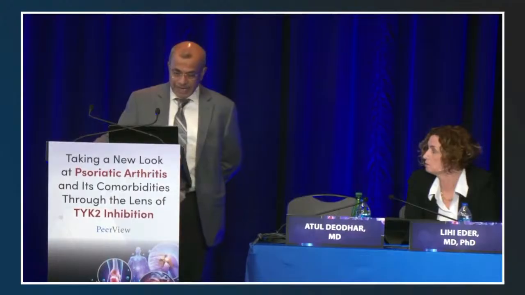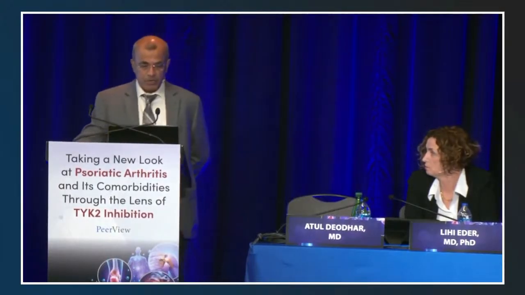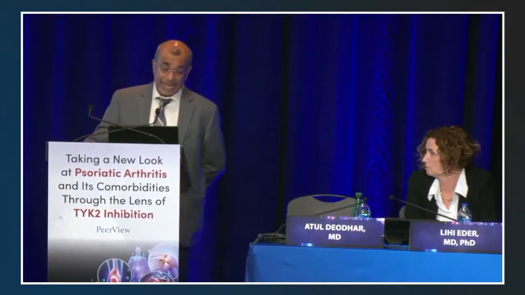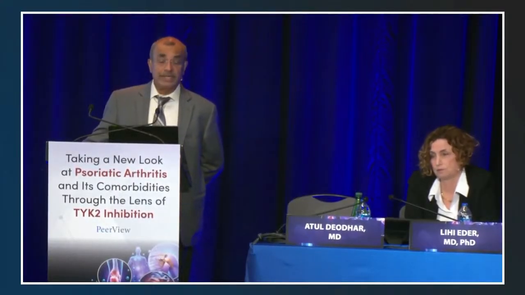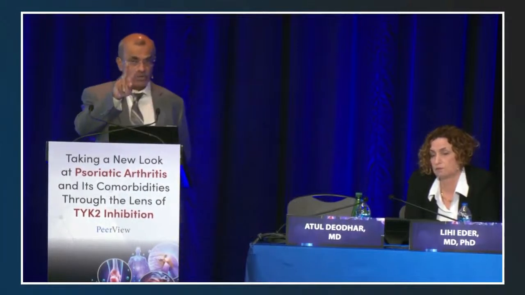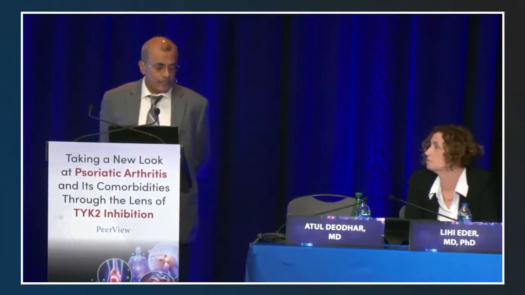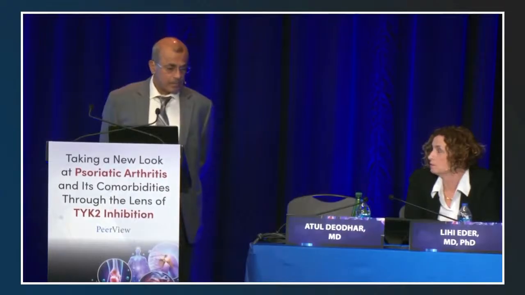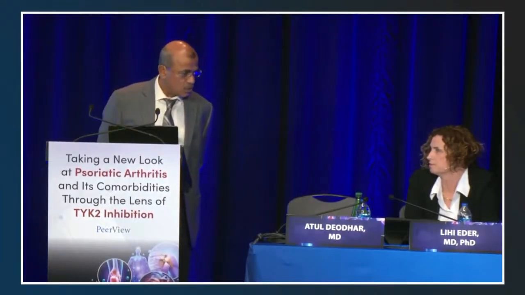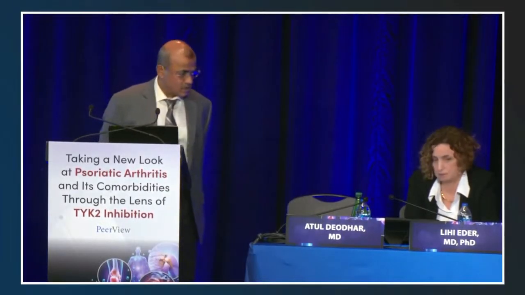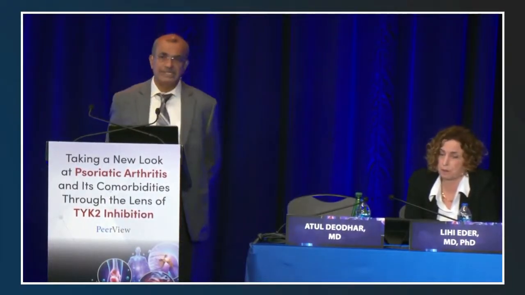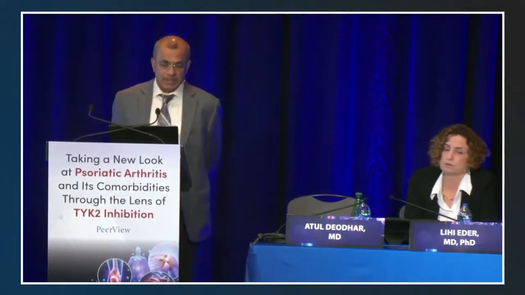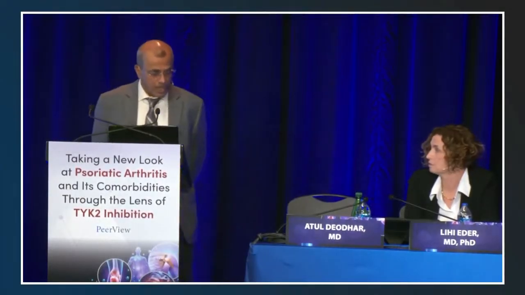Is there any evidence of efficacy with TYK2 inhibitors in difficult domains like axial disease? And the answer is no. Enthesitis, the answer is yes. So they had two things. They had the SPARCC enthesitis score and also the Leeds enthesitis score. The Leeds enthesitis score was not really statistically significant. Leeds has only 6 sites. The SPARCC enthesitis score was nominally significant.